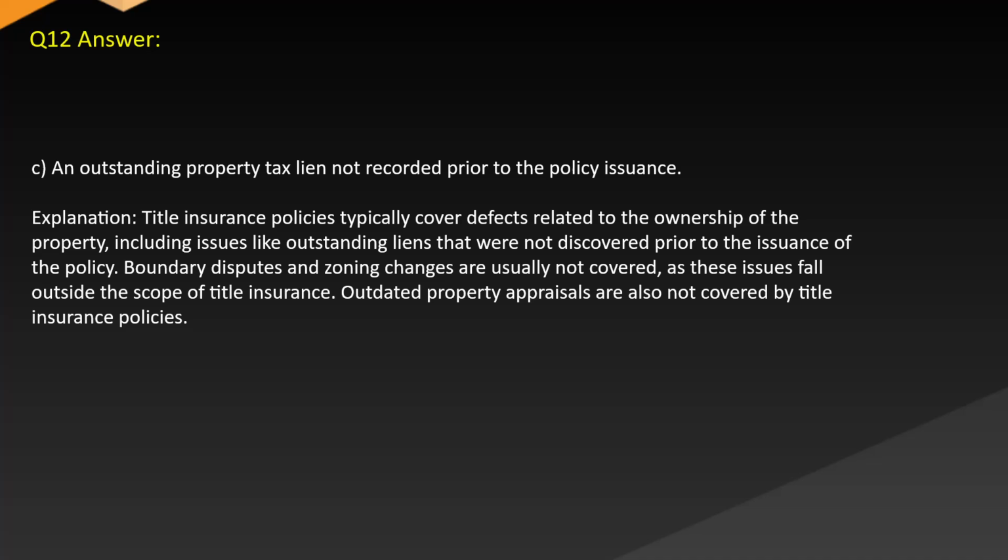Answer: C. An outstanding property tax lien not recorded prior to the policy issuance. Explanation: title insurance policies typically cover defects related to the ownership of the property, including issues like outstanding liens that were not discovered prior to the issuance of the policy. Boundary disputes and zoning changes are usually not covered, as these issues fall outside the scope of title insurance. Outdated property appraisals are also not covered by title insurance policies.